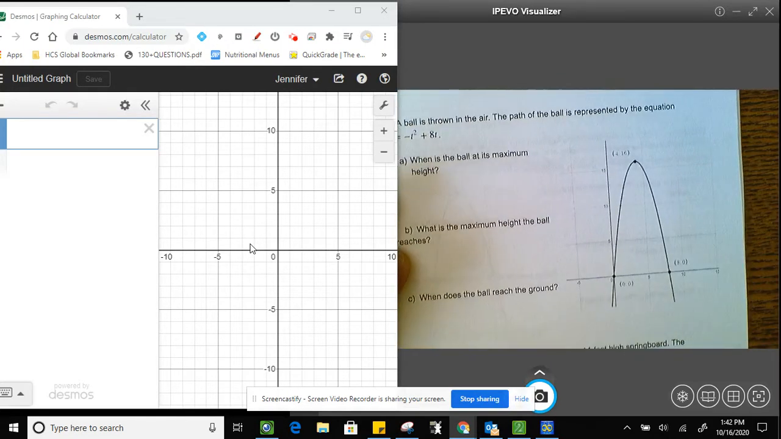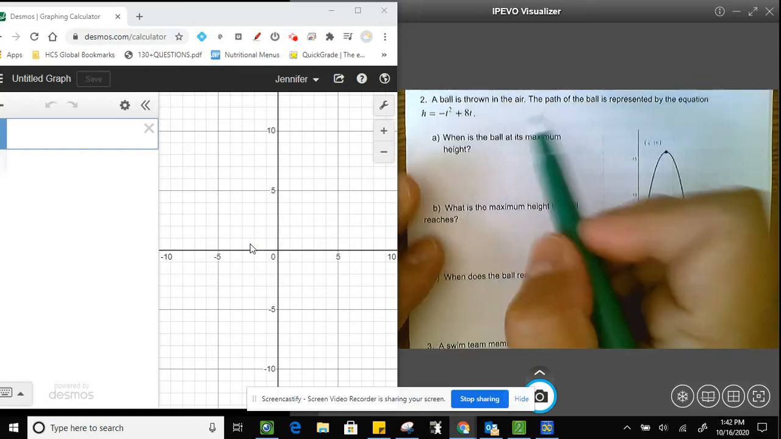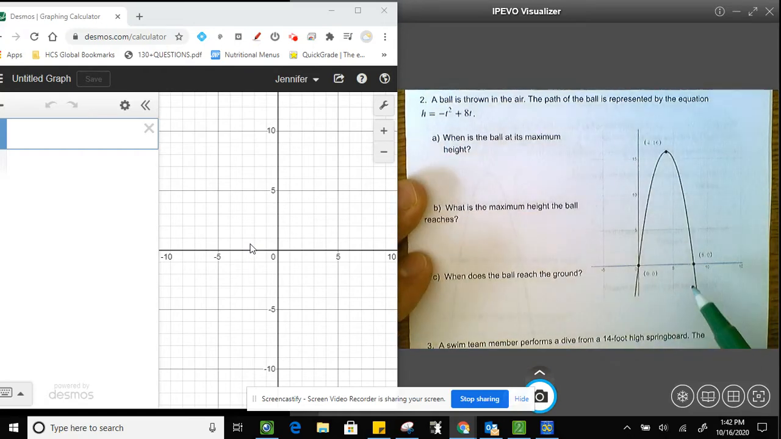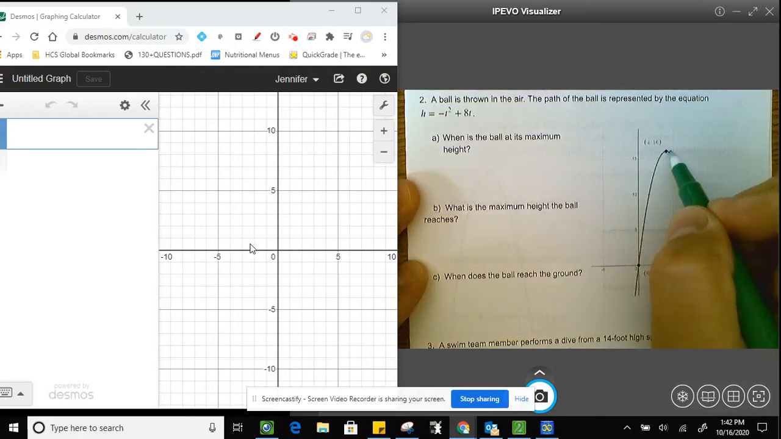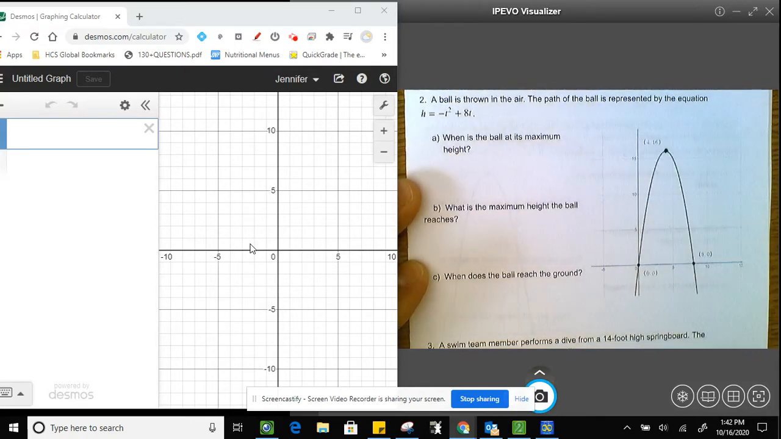All right. So a ball is thrown into the air is this story. When is the ball at its maximum height? Right here. And I already printed this one.